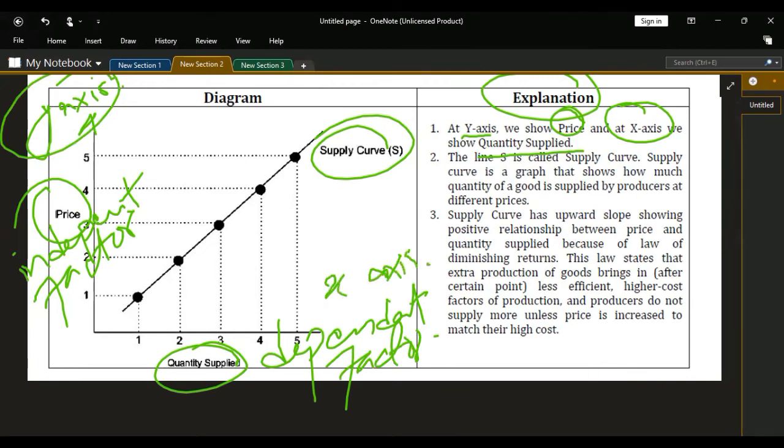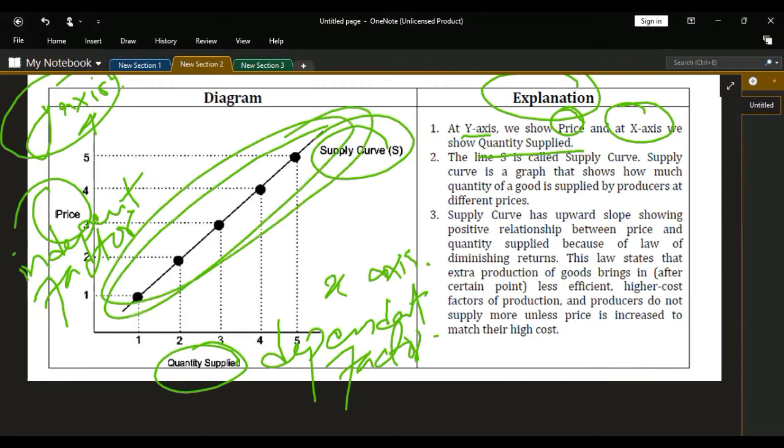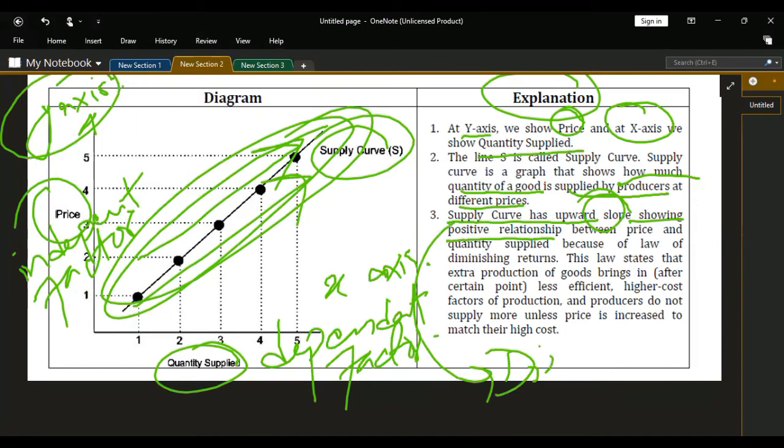The supply curve, this line. A supply curve is a graph that shows how much quantity of a good is supplied by the producer at different price levels. The supply curve has an upward slope, showing a positive or direct relationship between price and quantity supplied, because the law of diminishing returns applies here. We will explain this concept in our upcoming classes.